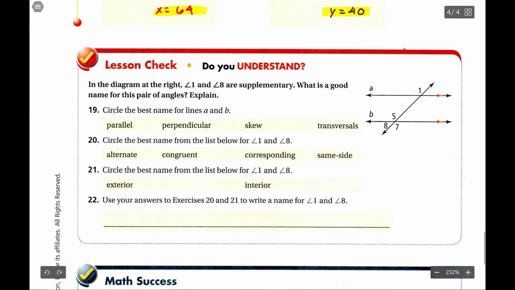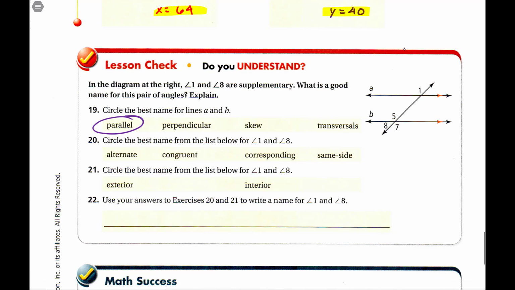And our lesson check here at the end. We're given the diagram at the right. Angle 1 and angle 8 are supplementary, so that means they're 180 degrees. What is a good name for this pair of angles? The best name for lines A and B is that they are parallel. We can see that just from the diagram.